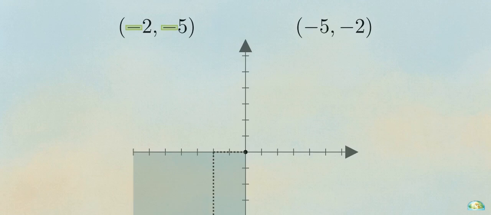Both the x and the y coordinates dictate a negative direction. Moving left 2 and down 5 places this point firmly within the moss green boundaries. Now look at the second point. The numbers have traded places, but notice that both signs remain negative. If we move left 5 and down 2, we plot a different location on the map. However, because both points require a leftward and downward movement, they share the same regional boundary. Both lie in quadrant 3.